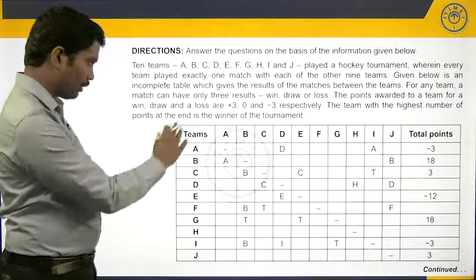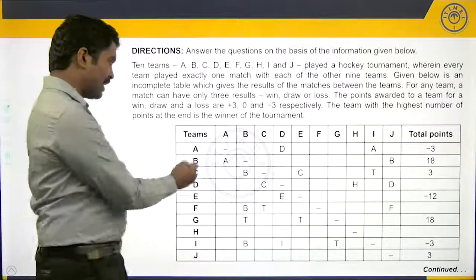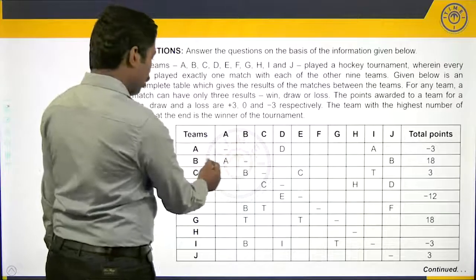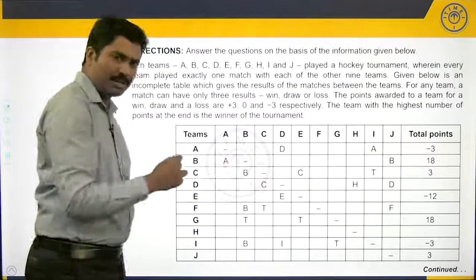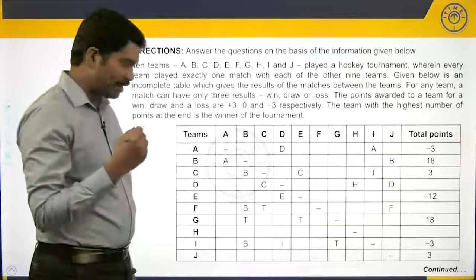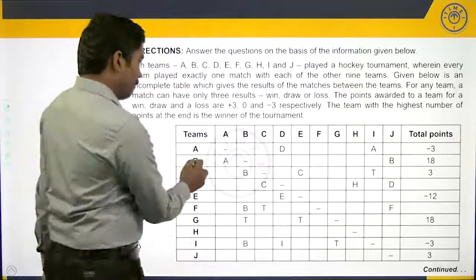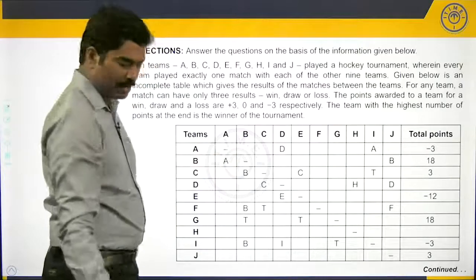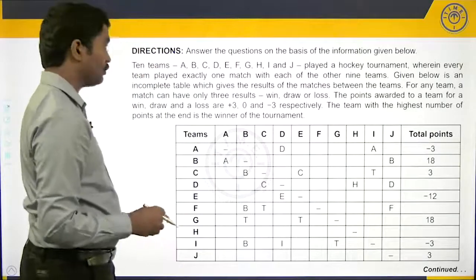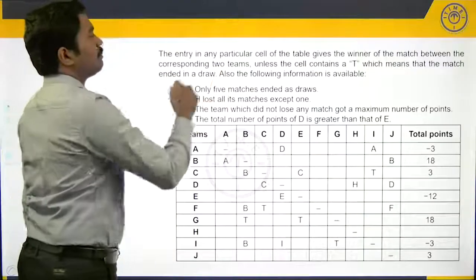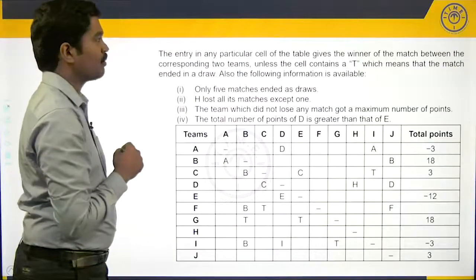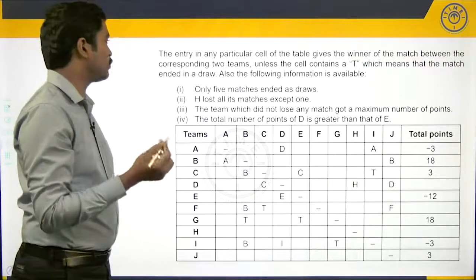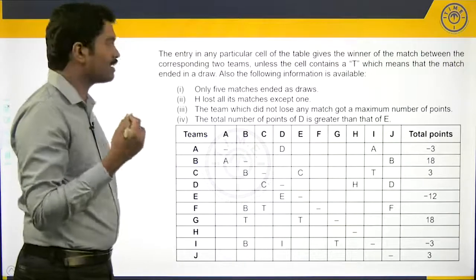So let's try to understand this table first. Team A doesn't play with itself, A playing with B or B playing with A. This is a partial table and it's our job to fill up the rest. If we see this, B versus A, what it means is A is winning, correct? That's what the next part of the table would say too. The entry in any particular cell of the table gives the winner of the match between the corresponding two teams, unless the cell contains a T, which means it ended in a draw, T for tie.